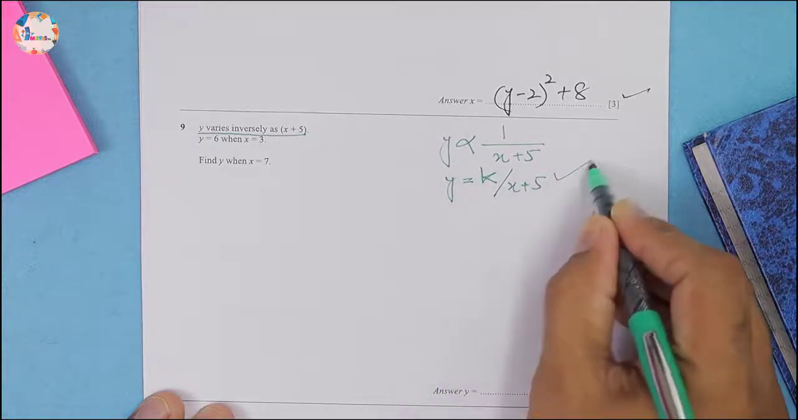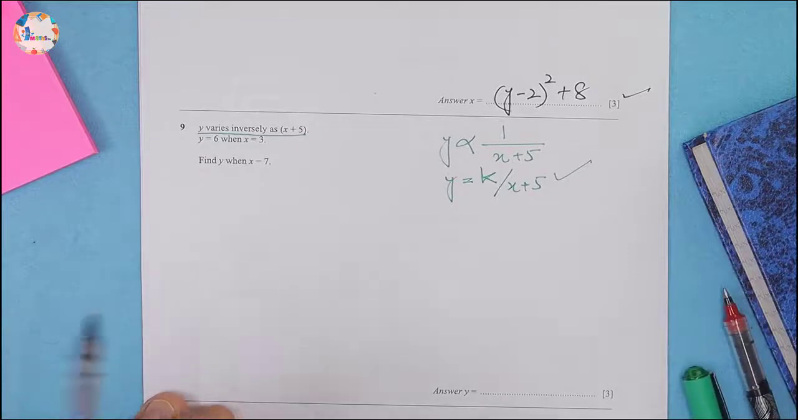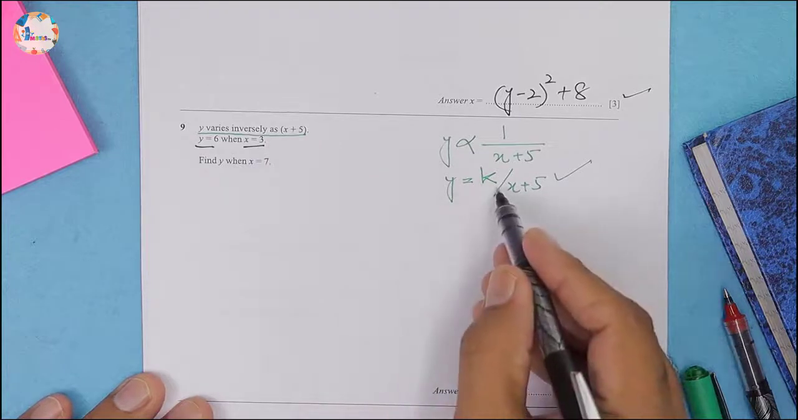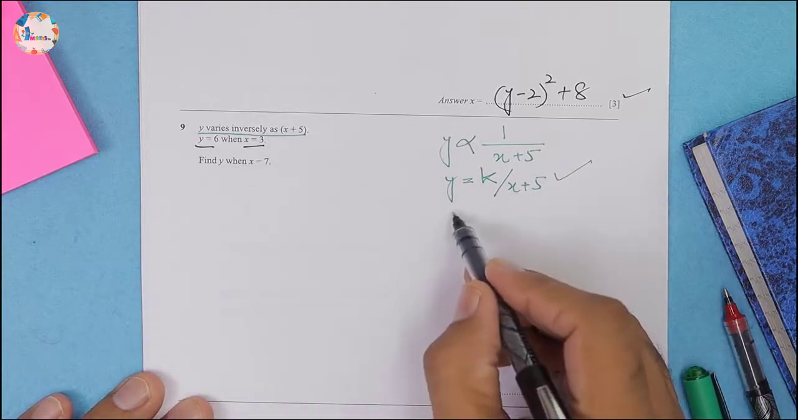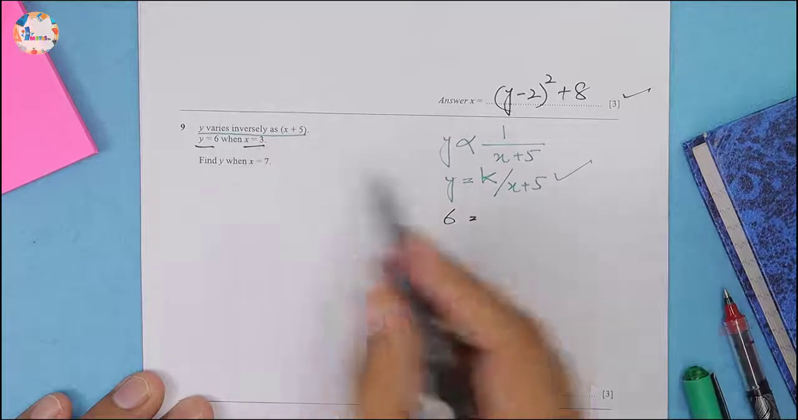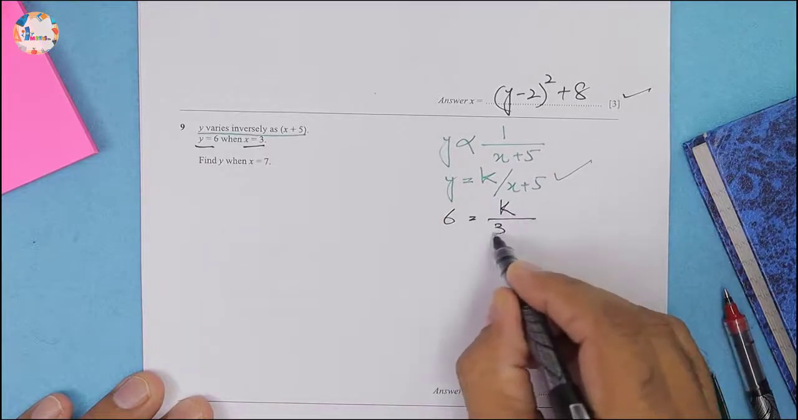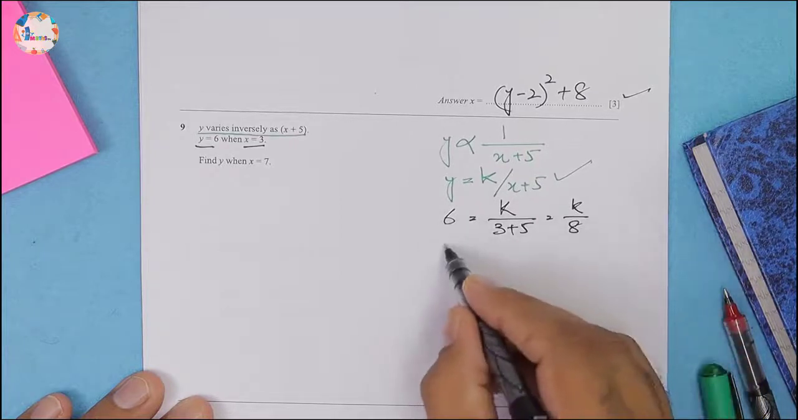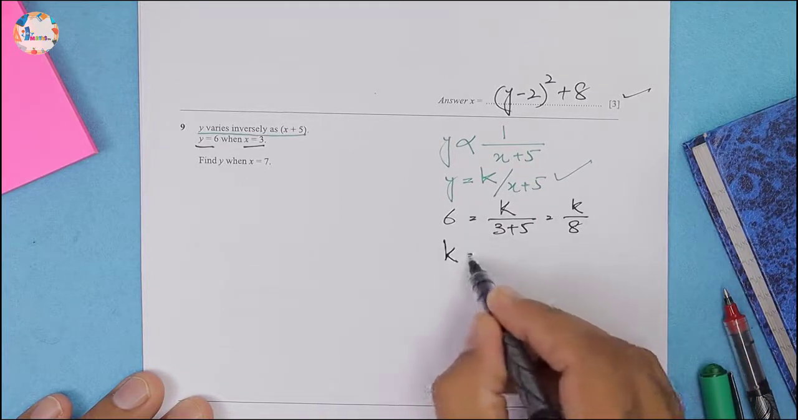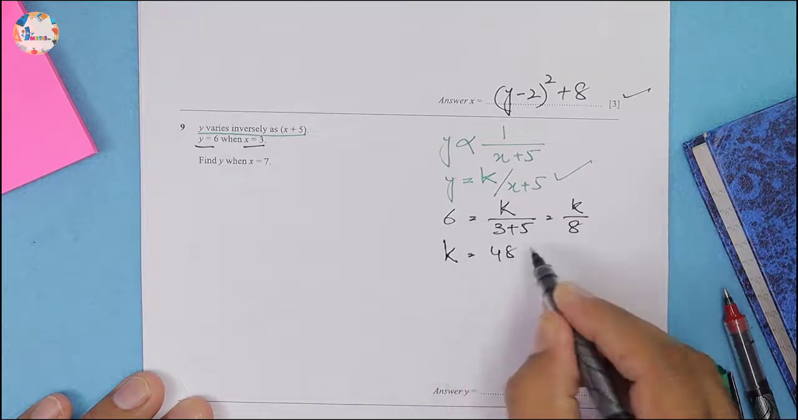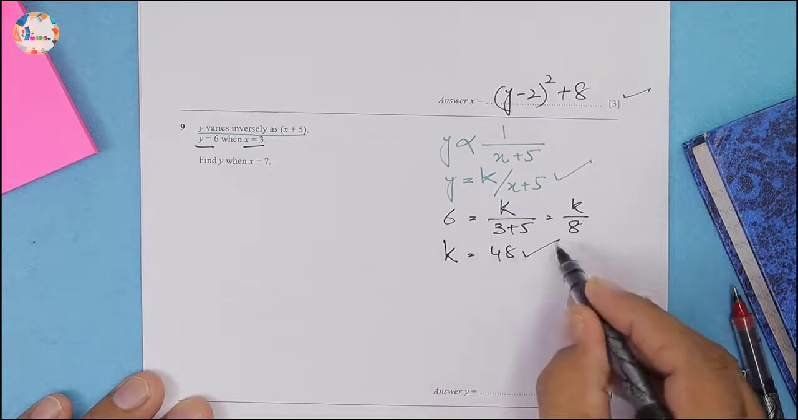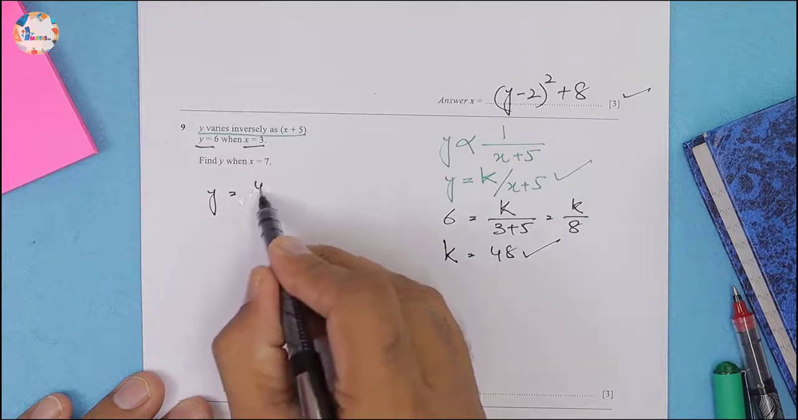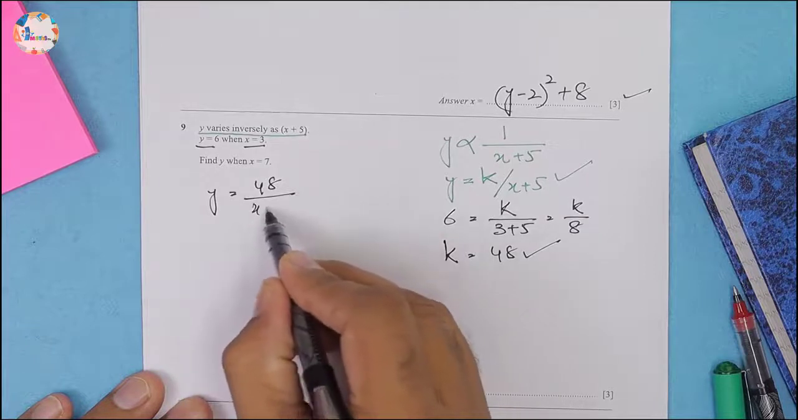Now we will use this equation for these values. y is equal to 6 and x is equal to 3. We will replace in this one y is equal to 6 and x is equal to 3. So 6 is equal to k over 3 plus 5, which is k over 8, and 8 we can shift to this side. So k will be equal to 48, and this value k equal to 48 we will replace in this equation, and we will get y is equal to 48 over x plus 5.